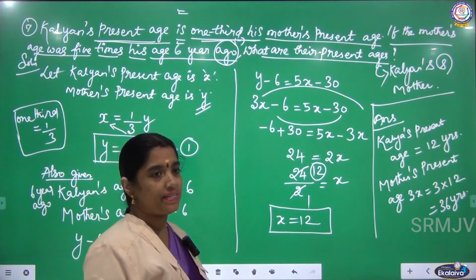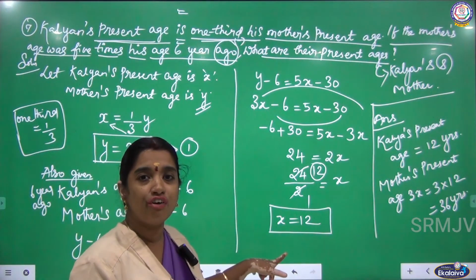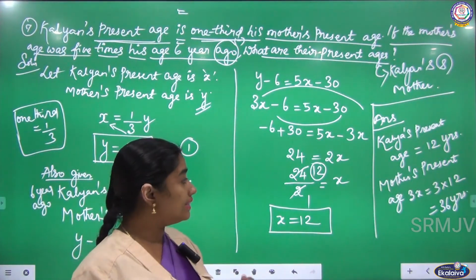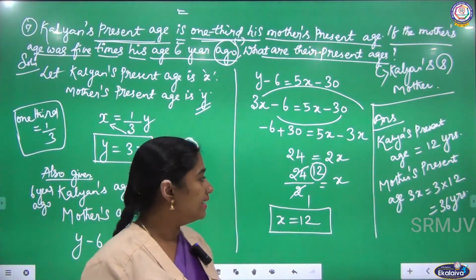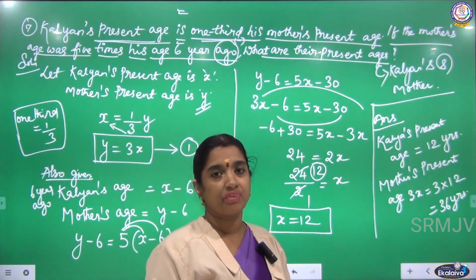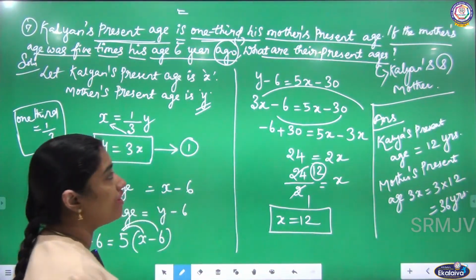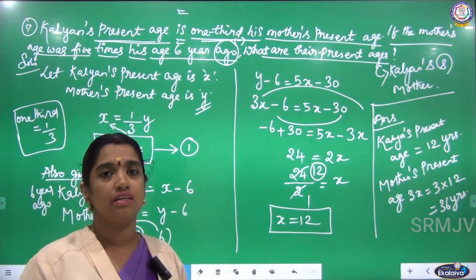So Kalyan's present age is x. I found the value of x, which is 12. But mother's age is 3 times of it. So 3 into 12 is 36 years. Can you understand this, children? How can we find Kalyan's present age and mother's present age?